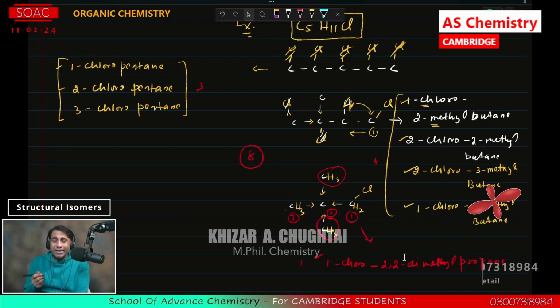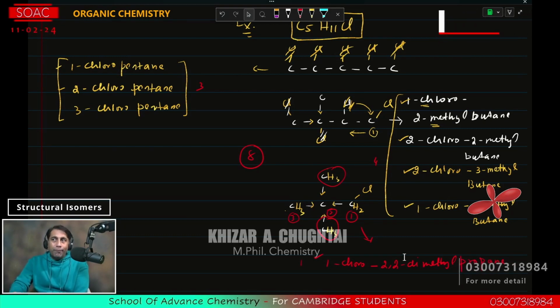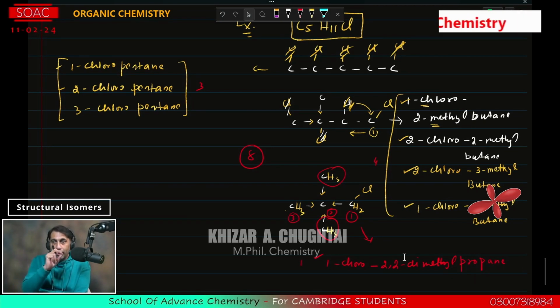The reason is, the basic thing is nomenclature. Nomenclature is the mother of organic compounds. Whenever you see a question, visualize it, read the question, the first thing is its nomenclature.